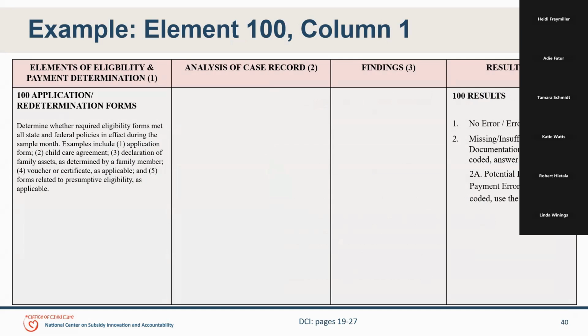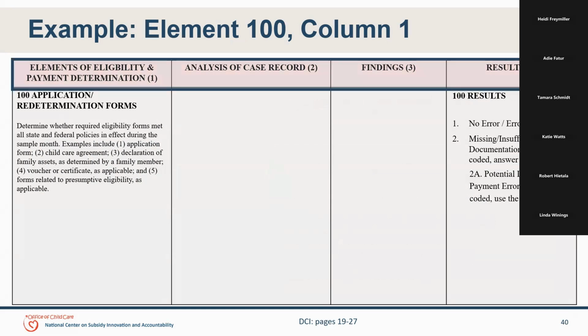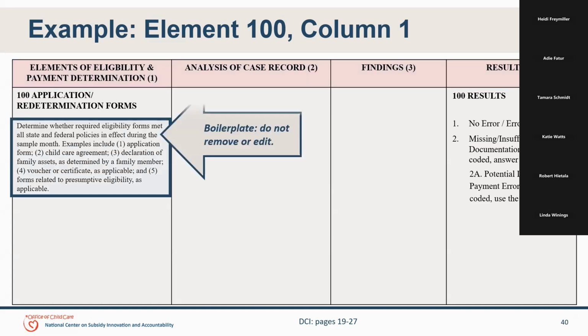So let's start with element 100. This slide shows the template with no customizations. On the top, you can see the 4 column headers, which would not be changed. And in the top left corner in the first column is the boilerplate, which lays out the requirements for the element. Do not remove or change anything in the boilerplate.